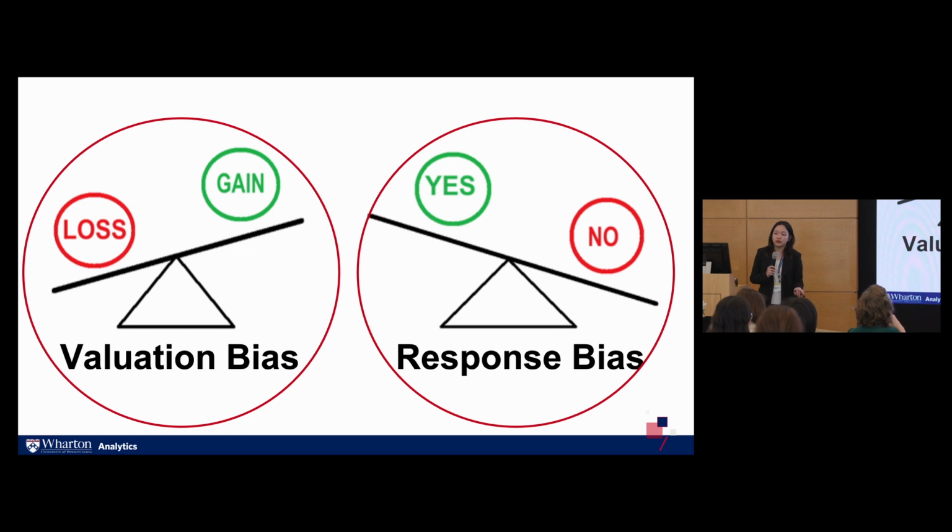Previous research has attributed loss aversion to valuation bias, which means people tend to weigh the loss more than the gain. However, when we make decisions, it's not just based on valuation bias. So we propose that loss aversion can be attributed to both valuation bias as well as response bias. The response bias is the tendency to say no to those choices that will lead to a potential loss.